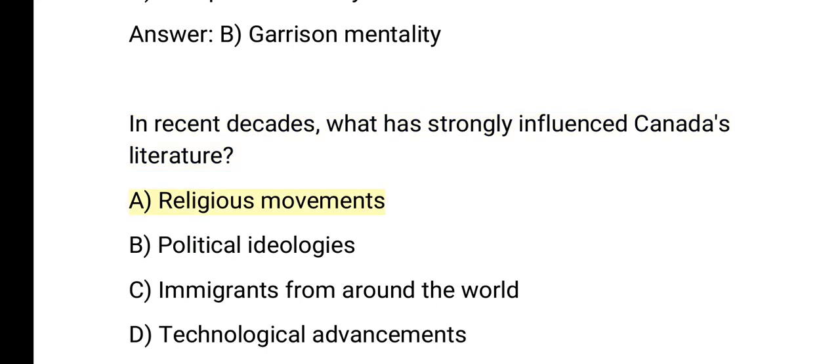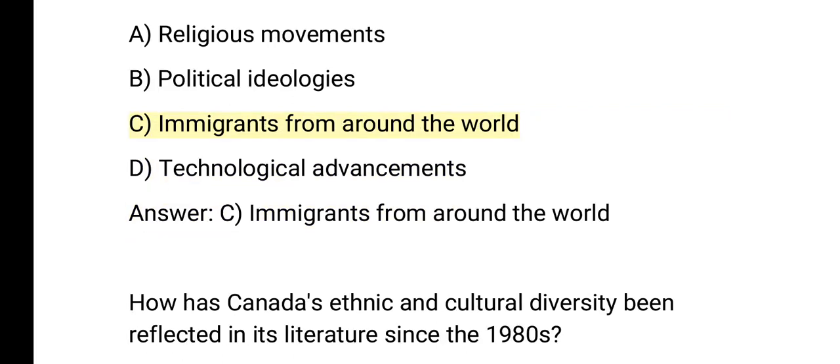In recent decades, what has strongly influenced Canada's literature? A. Religious movements. B. Political ideologies. C. Immigrants from around the world. D. Technological advancements. Answer. C. Immigrants from around the world.